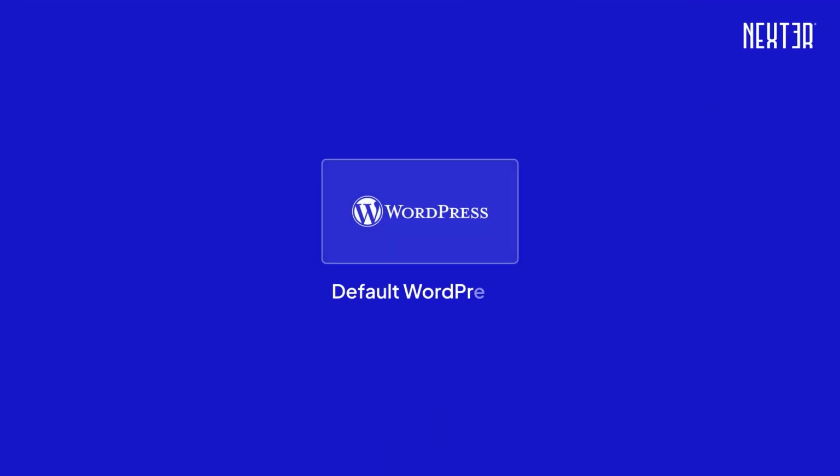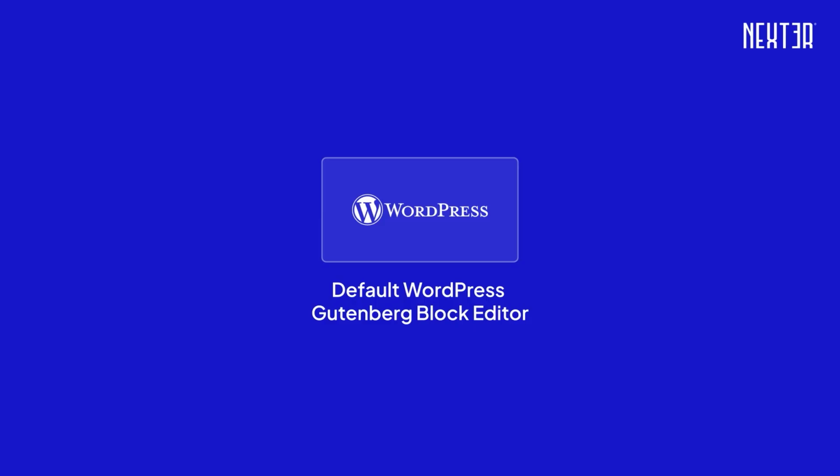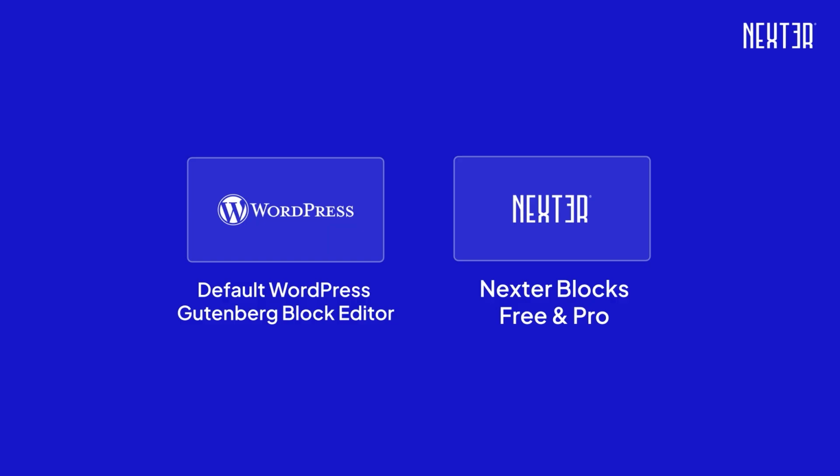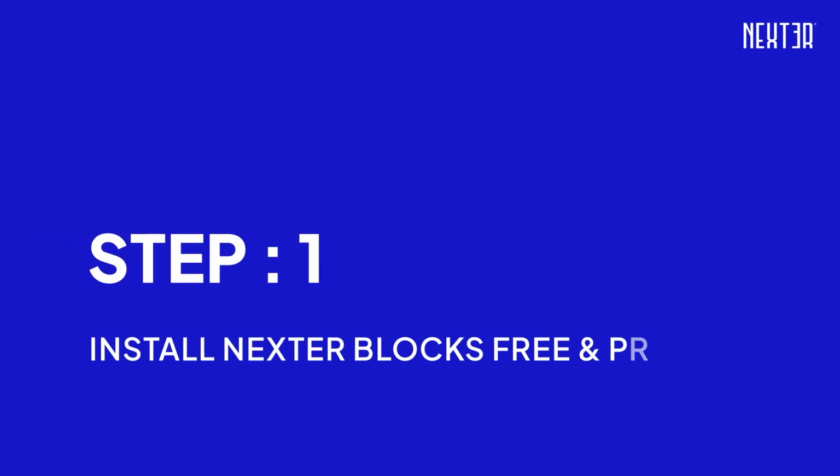Before we begin, ensure the WordPress block editor is active on your site, and activate both the free and pro versions of Nexter Blocks. Step 1. Install and activate both the free and pro versions of Nexter Blocks.